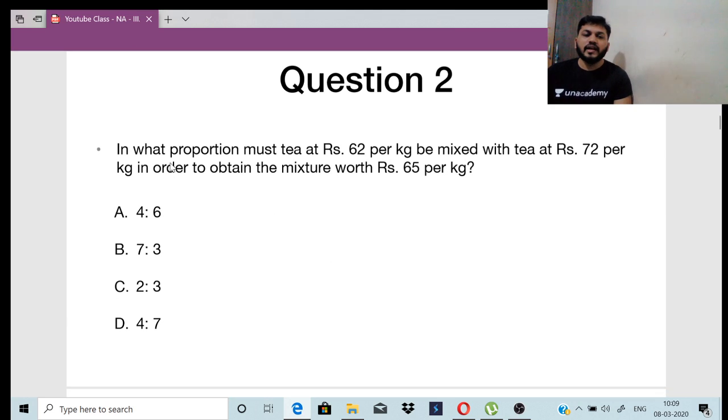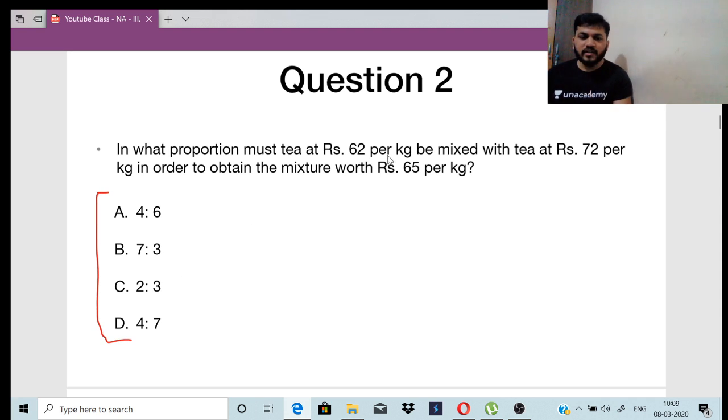Question 2. In what proportion must tea at rupees 62 per kg be mixed with tea at rupees 72 per kg in order to obtain the mixture worth rupees 65 per kg, right? A tea which is 62 per kg has to be mixed with a tea at 72 per kg and you have to get a mean value of 65 per kg. Okay? Use the alligation rule here, right?